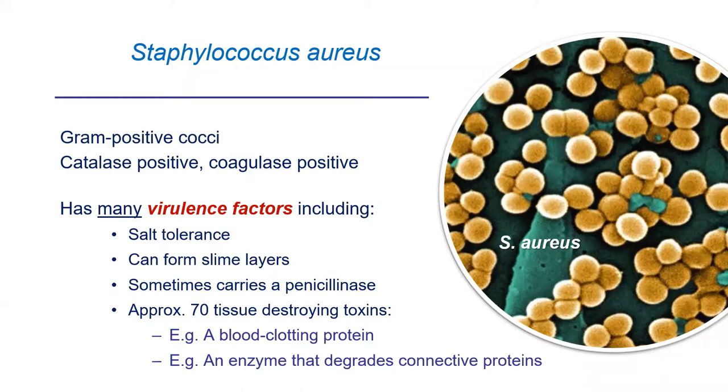It lives on the skin really well because it's salt-tolerant, but it can form slime layers. Sometimes it has a penicillinase, so it's often naturally resistant to your basic penicillins. And all sorts of other virulence factors. It has a collagenase that allows it to break down connective tissues. It's got hemolysins that allow it to infect blood cells. It's just really, biologically, kind of scary. And very good at infecting people in hospitals, of course.